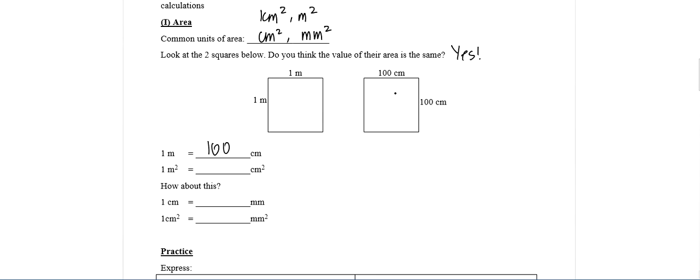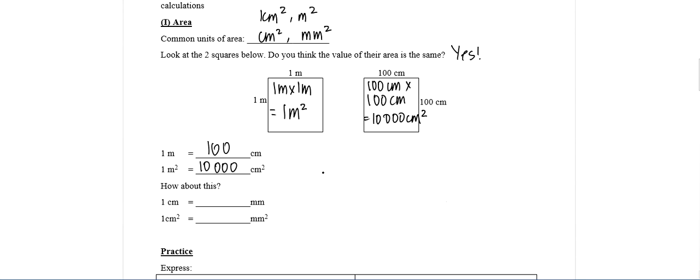But let's work out the area just to see what the values are. For this square, 1 meter by 1 meter gives its area, which gives us 1 meter square. 100 centimeters times 100 centimeters gives this area, which gives us 10,000 cm square. It is therefore understood now that a unit of area 1 meter square is actually the same as 10,000 cm square.